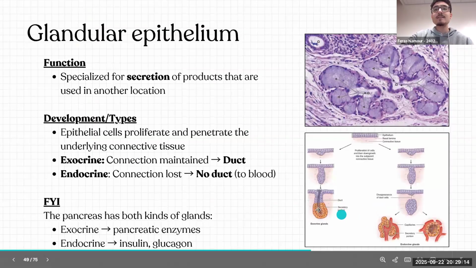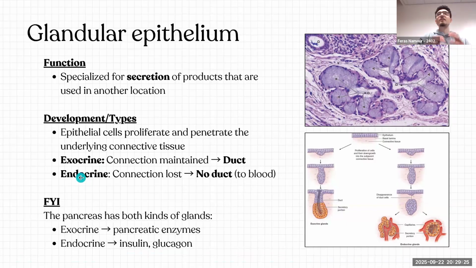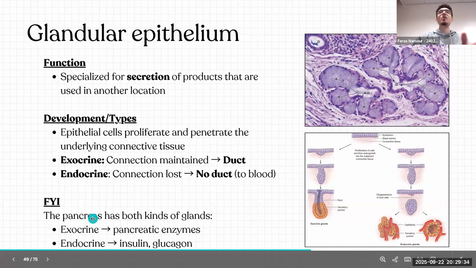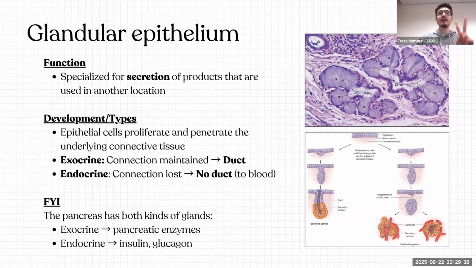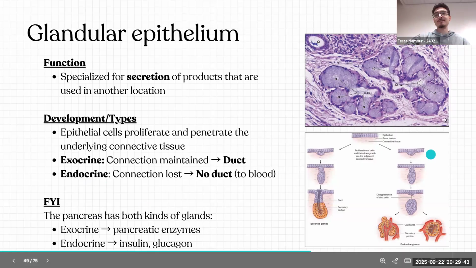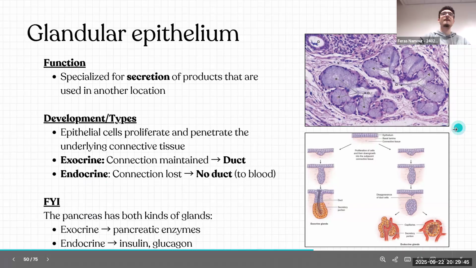So we're going to call these glands, with the connection maintained, exocrine. They have a duct. And the glands that have lost this, they don't have a duct, endocrine. So endocrine, that's an entire block later on, and it's mainly responsible for the secretion of hormones. And for your info, the pancreas is the only organ in your body that has both kinds, exocrine and endocrine. This is just a fun fact. You're going to take this in GIT.